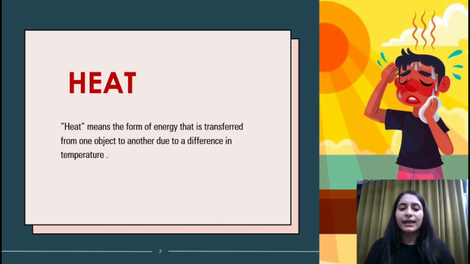Heat means the form of energy that is transferred from one object to another object due to the difference in temperature. So heat is nothing, it's just a form of energy that is transferring from one object to another object due to the temperature difference. This is called heat.